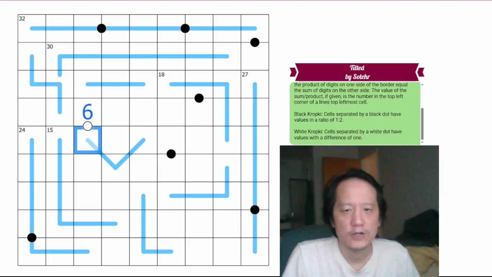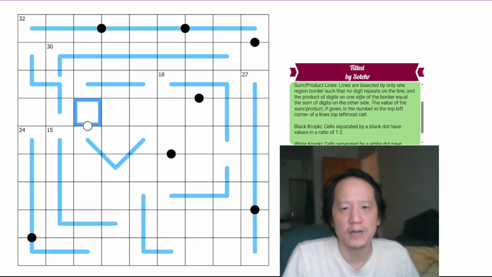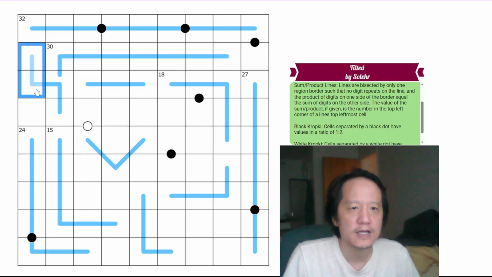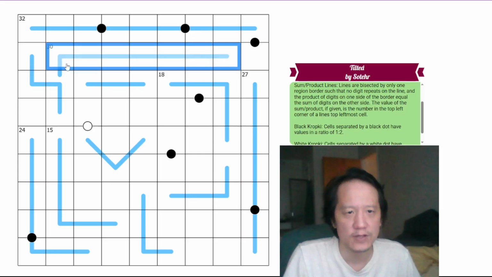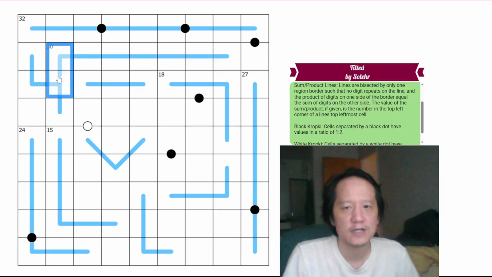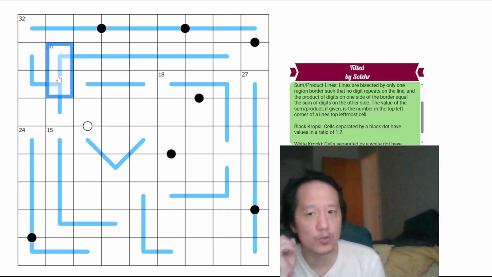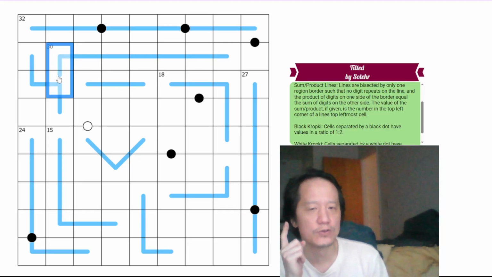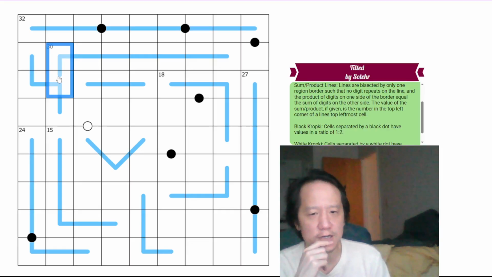So again, remember for the sum/product lines, the value of the sum on one side is equal to the value of the product on the other side, even if there's not a number given. The number given, though, does give us more information about the way that it divides. And there are no repeats on the line. So those are all very important things to keep in mind.